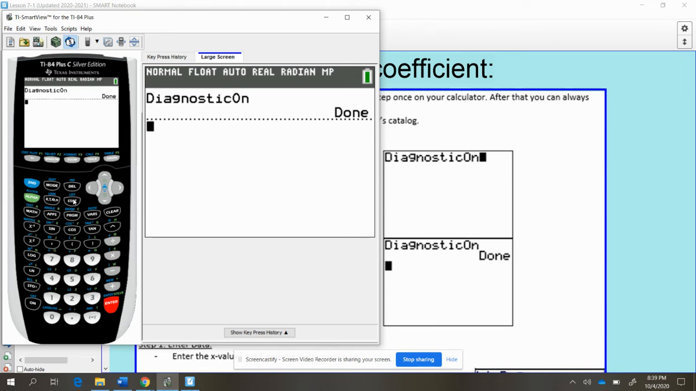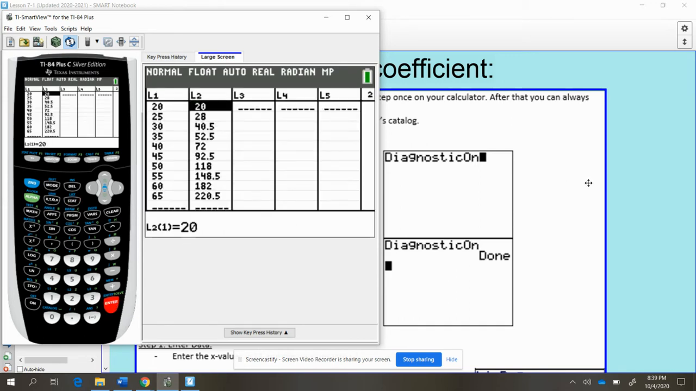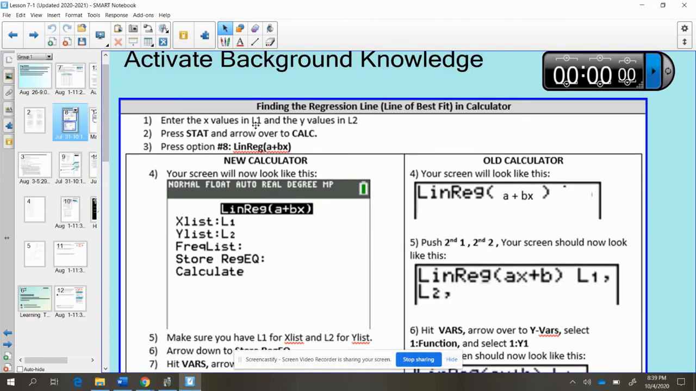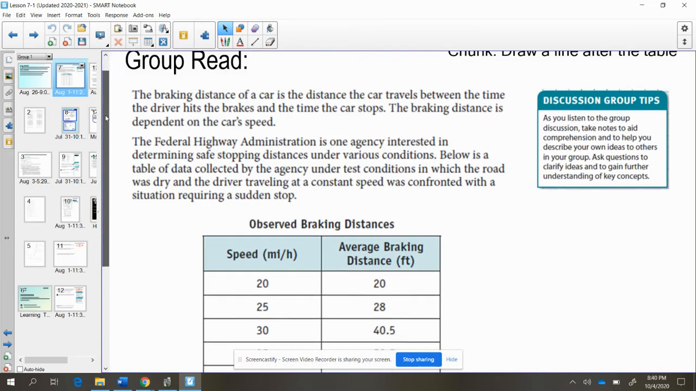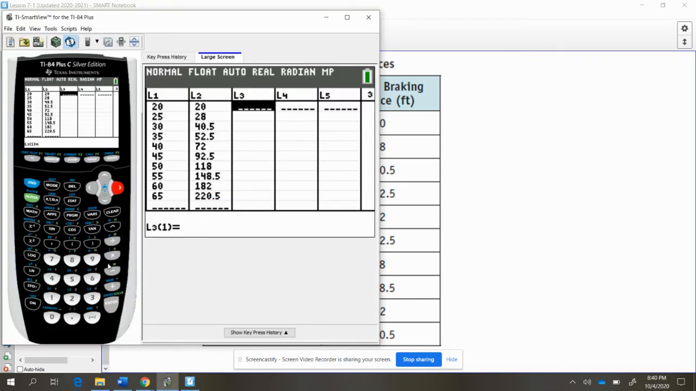Now from here, we're going to go back under the stat menu and hit edit. We're going to type in the data that we see on page 91. If for some reason you have data in one of your lists, like let's say here you have 1, 2, 3, and you want to clear out your list quickly, you could scroll up to L3, hit clear, enter, and that'll clear that entire column for you. I have this pre-typed in to go a little bit faster for us today.